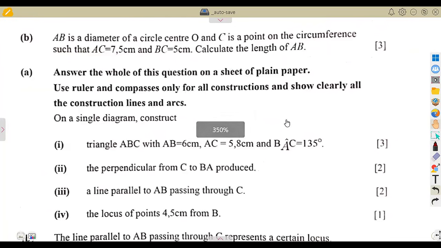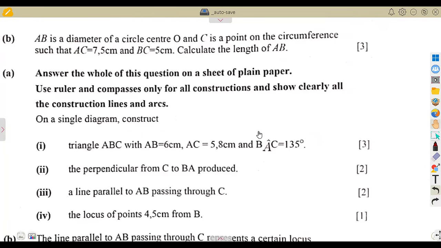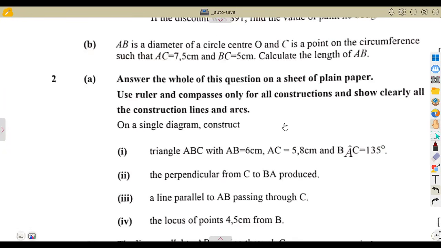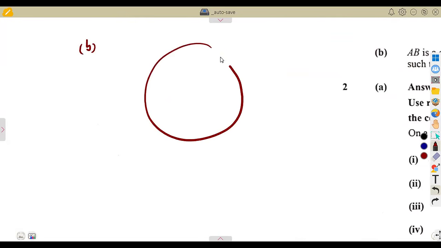Then B, AB is the diameter of a circle center O. So this is a situation where you can consider just to have a sketch. So AB is the diameter of a circle center O. All right, so just consider this is a sketch. It's the diameter of a circle, meaning to say we have got the circle centered at O. Then they're saying AB is the diameter, okay?